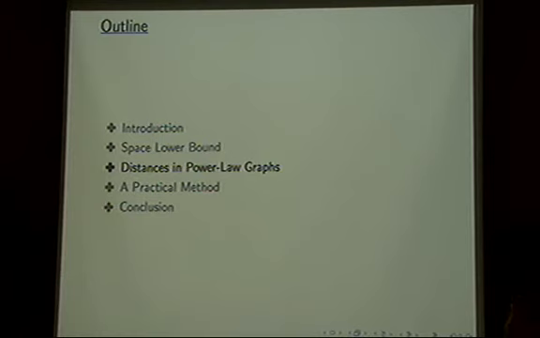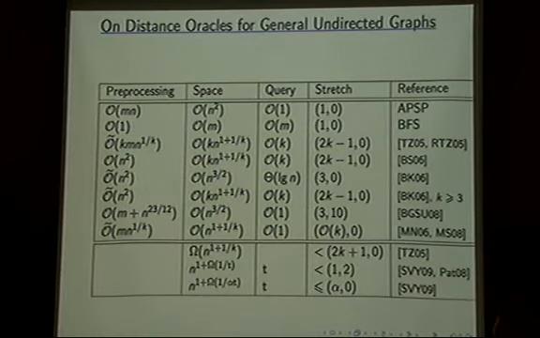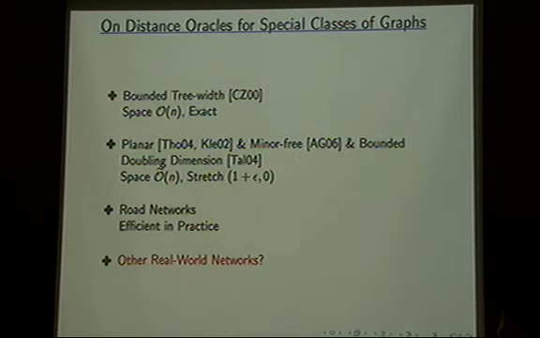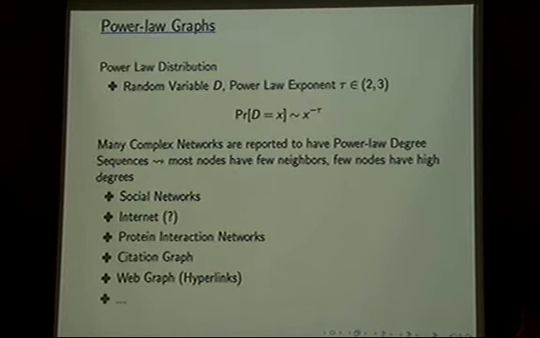The second one I want to look at is power law graphs. We've seen these results for general graphs, and we know that for some classes of graphs we can do very efficient distance oracles: for bounded tree width, for planar graphs, and for road networks. And the question is, how about other real-world networks? The ones I mentioned on slide number 4 maybe, like social networks or computer networks. They are non-planar, a bit more complicated, but still sparse. So what I want to talk about is power law graphs.